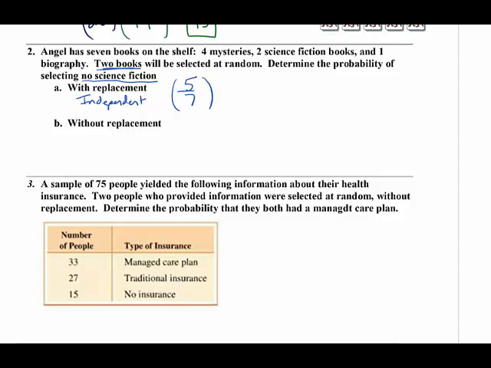I always start with the denominator first for probability and then ask myself how many of them are successes. I look at the book, I put it back, so it doesn't affect my second pick. I still have 7, and 5 of them are not science fiction. Again, please remember, when we're doing more than one pick with "and," we are multiplying. So we should get 25/49.